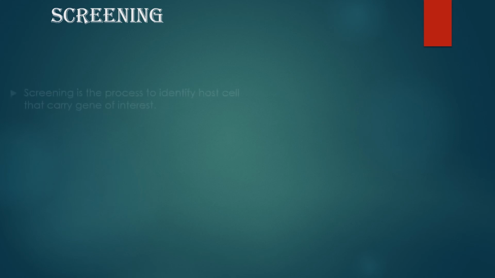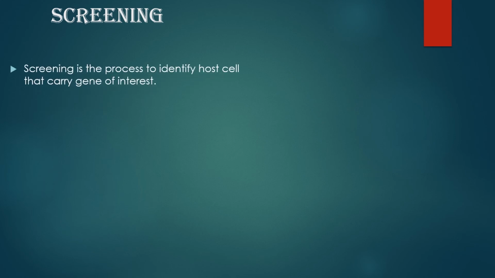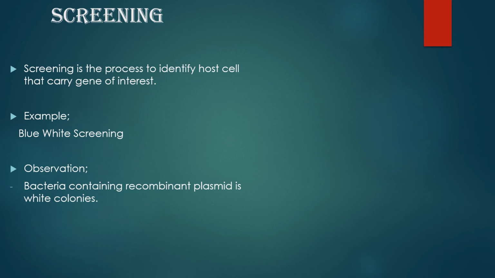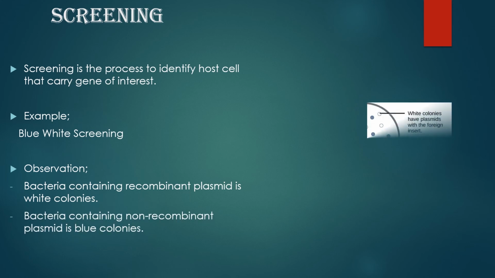Screening. Screening is the process to identify host cells that carry the gene of interest. Example, blue-white screening. Observation. Bacteria containing recombinant plasmid are white colonies. Bacteria containing non-recombinant plasmid are blue colonies.